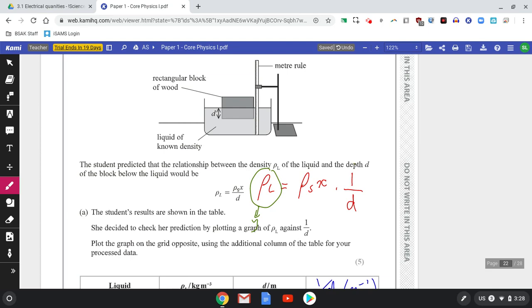Now, the reason I've written it like that is because rho L is on the y-axis. We're plotting 1 over D on the x-axis, which means that rho S times x is the gradient. y equals mx plus c. It didn't take that much rearranging, but there we have it. So the gradient of our graph should be rho s times x, where x is the depth. The depth here, isn't it? Okay.